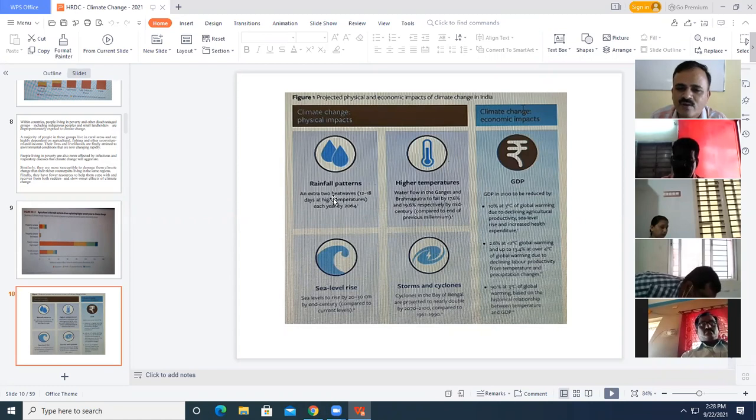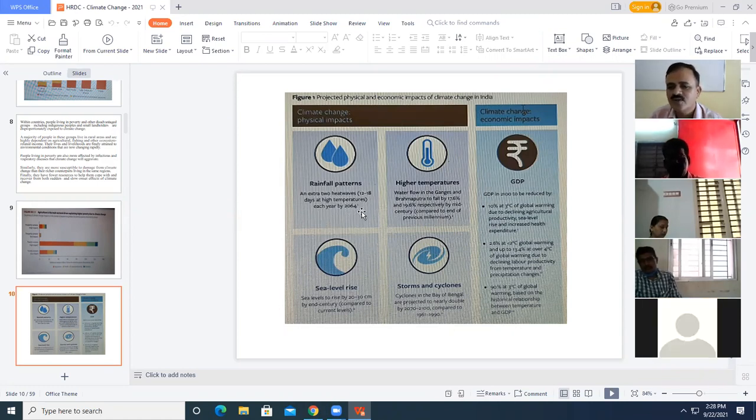The impact on rainfall pattern, temperature, sea level, and other natural disasters like storms and cyclones. In all these cases, for example, there will be an extra 12 to 18 days of heat waves at high temperature each year by 2064. And in the case of sea level, it rises by 20 to 30 cm by the end of the century.